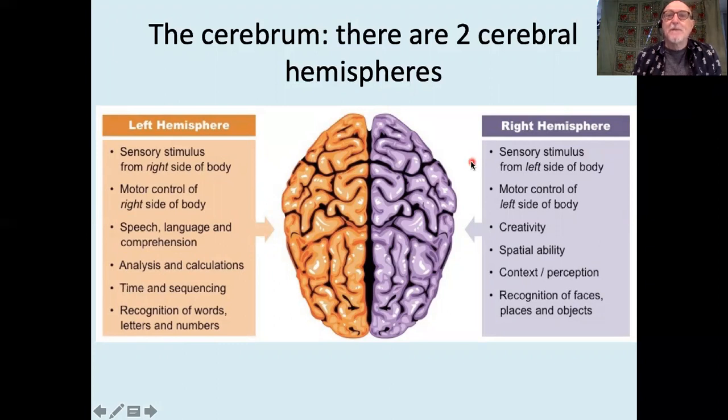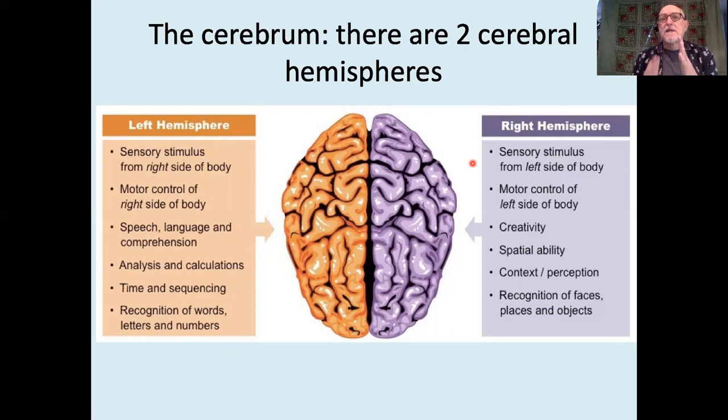Now, I include this diagram because you will often hear the cerebral hemispheres referred to as kind of having separate roles. And you will often hear people say things like, I'm a left brain thinker, I'm a right brain thinker. What they mean is there is some distinction in the roles that the 2 hemispheres seem to play.